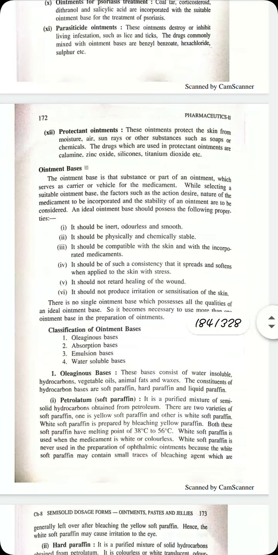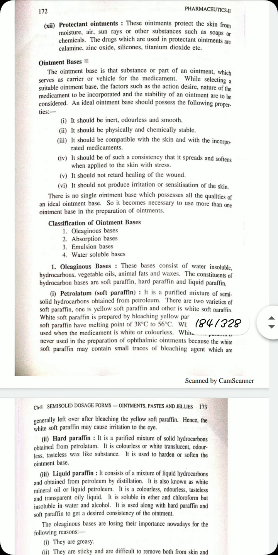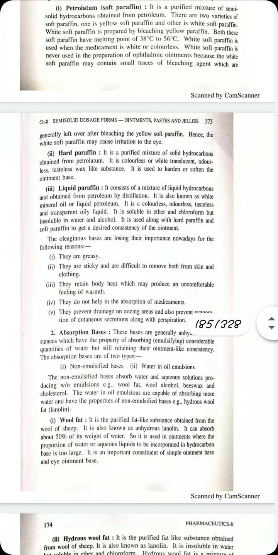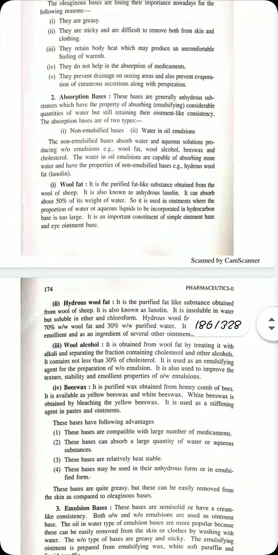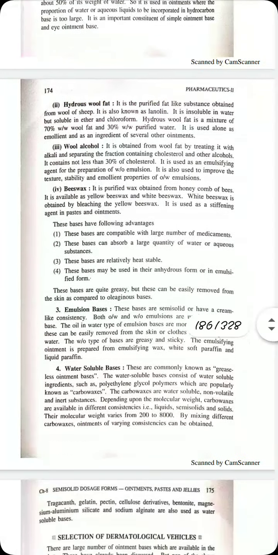The next one is bases. Bases we use in the preparation of ointment are oleaginous bases, absorption bases, emulsion bases, and the last one is water soluble bases. Oleaginous bases contain petrolatum, hard paraffin, liquid paraffin. Absorption bases contain wool fat, hydrous wool fat, wool alcohol, beeswax. Emulsion bases contain emulsifying wax, white soft paraffin, and liquid paraffin. And water soluble bases contain carbowaxes.